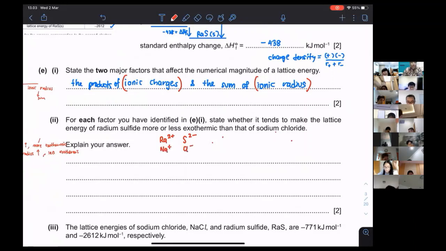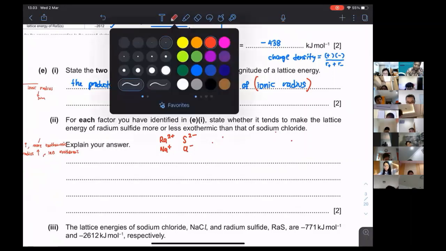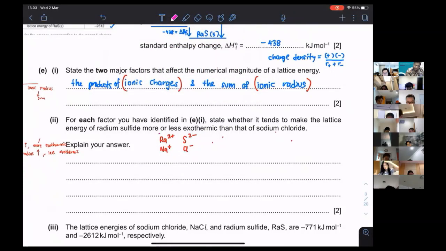The first thing that you notice over here is the charges. If you follow the charge, this one has greater ionic charge, therefore they are going to form more attraction. The 2+ and 2- are going to have more attraction, so they are going to be more exothermic.